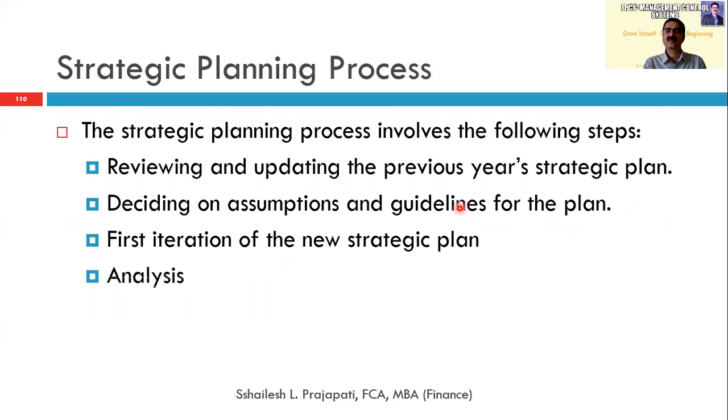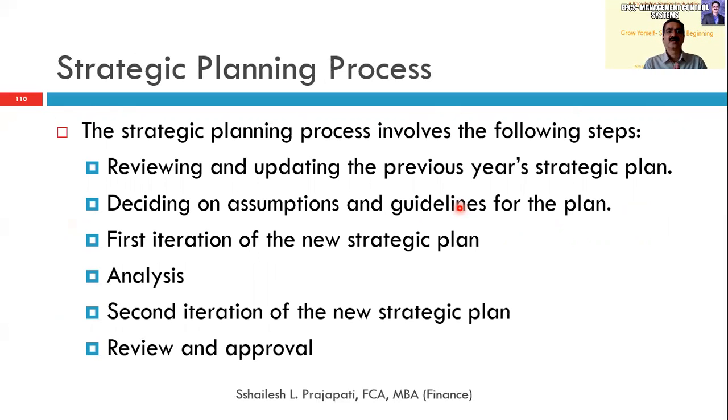The strategic planning process involves the following steps. Now we are on to the steps. Steps are, first, reviewing and updating the previous year's strategic plan. So whatever we have done in the previous year, we will review and update. Second, deciding on assumptions and guidelines for the plan. So what kind of assumptions have we taken? For example, rent, we will go for a fair market value. For example, standard output or standard input. Those kinds of assumptions we will take into consideration, and guidelines for the plan, so how we are proceeding with that particular plan.